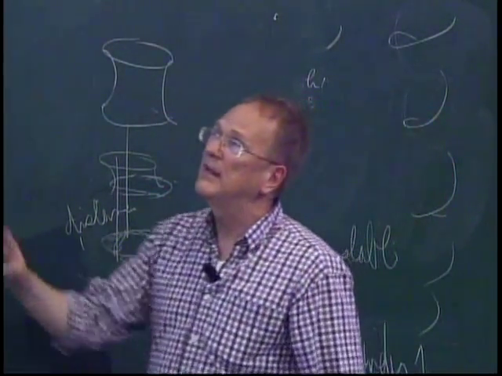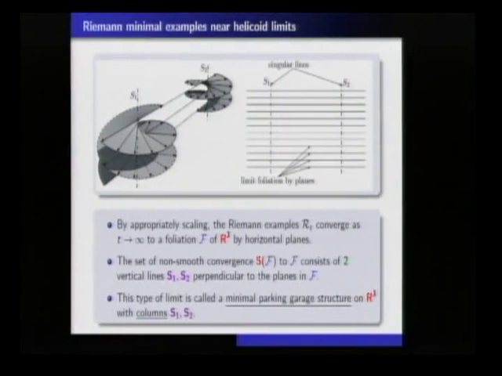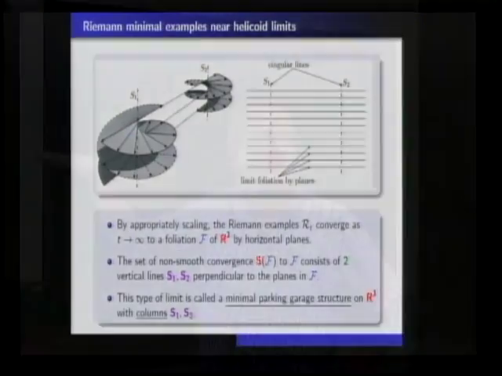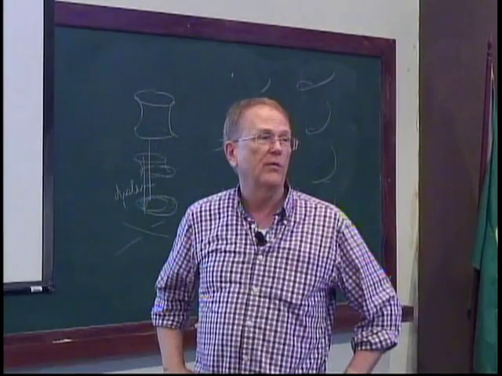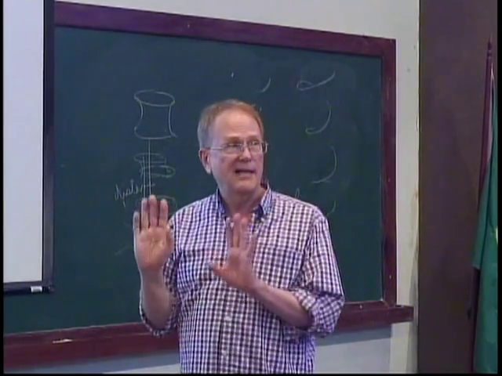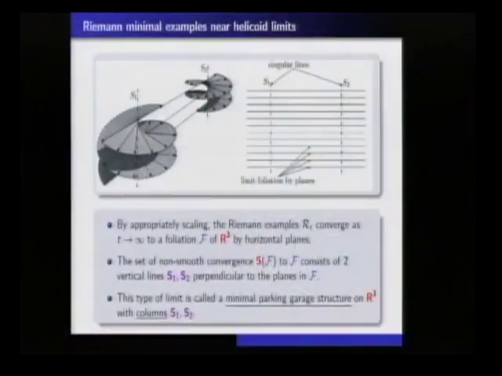So I'm going to see helicoids forming on Riemann, separated by essentially distance 1, if I did this particular deformation, and the surfaces themselves converge to a parking garage structure with two columns. So I converge smoothly to a foliation by horizontal planes away from two vertical lines. That's how things happen. And this sort of property is ubiquitous.